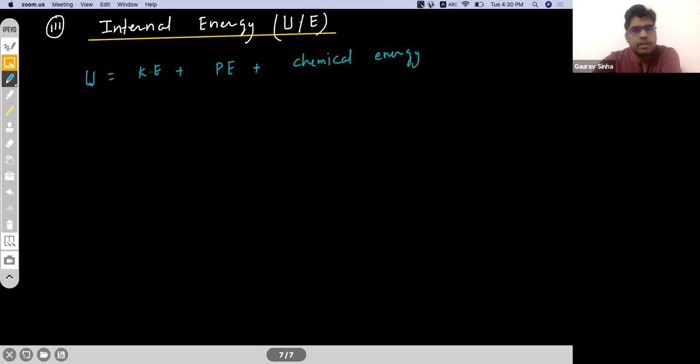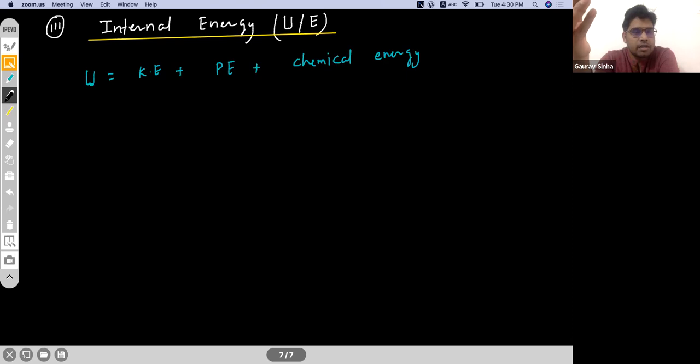Basically, internal energy we define at the micro level. Suppose you have a cylinder in which the gaseous particles are present. So we are considering the energy of the gaseous particles, the internal energy. We consider all kinds of energy of the gaseous particles: kinetic, potential, chemical. Whatever energy is possible, you add. For example, kinetic energy could be translational, rotational, all this kinetic energy possible.